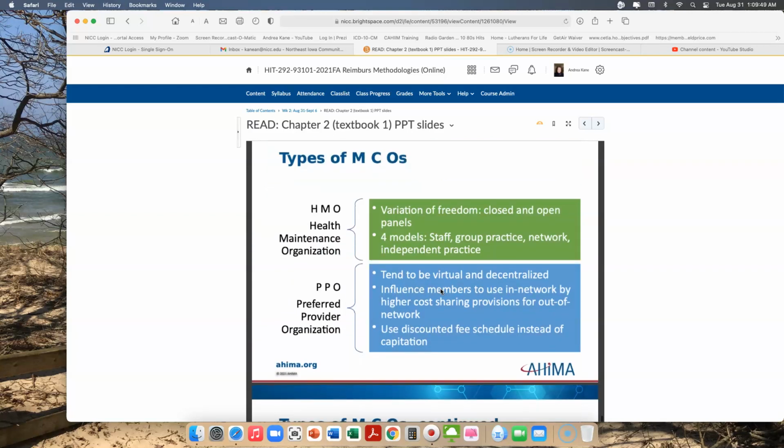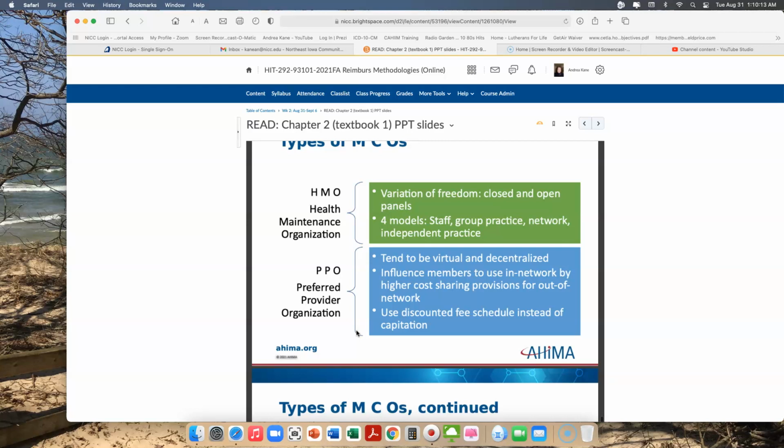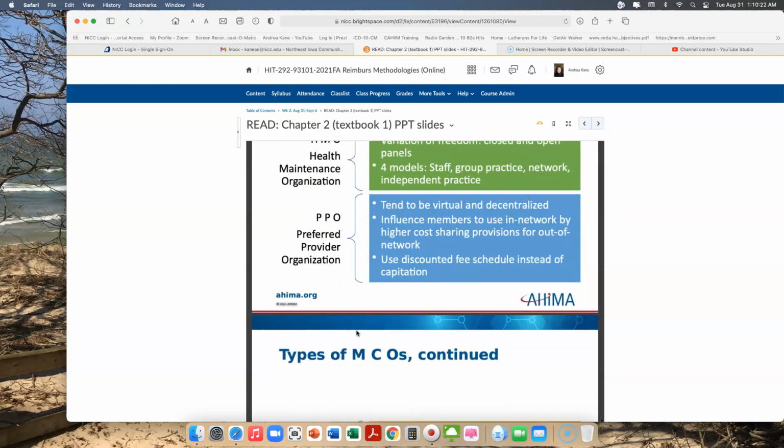So types of managed care organizations include HMOs and PPOs. HMOs have a variation of freedom. They have closed and open panels. There are basically four models of HMOs: staff, group practice, network, and independent practice. PPOs tend to be virtual and decentralized. They influence members to use in-network by higher cost-sharing provisions for out-of-network, and they use discounted fee schedules instead of capitation. Capitation is where they give one lump sum, and the providers have to care for all the patients, all their visits, based on those lump sums.